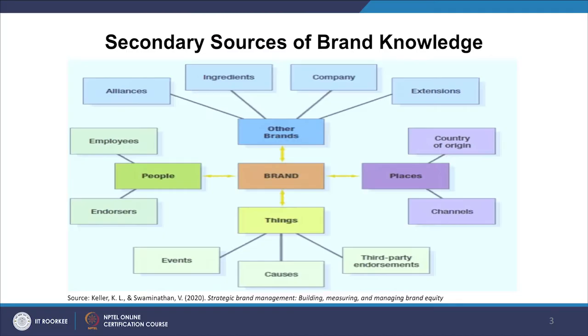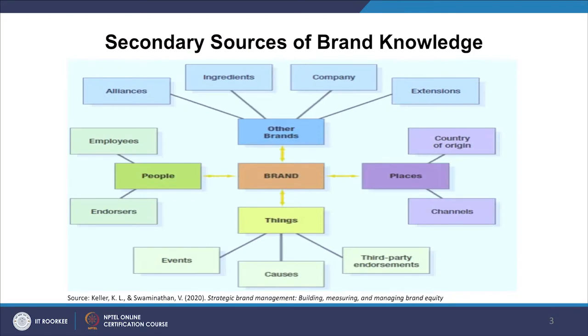So, it has been a longer journey in terms of this combination, this association. We can name so many today. Then things, wherein events, causes, and especially events. A brand is many times associated with several events, for example, football, cricket, all these are events, IFA, and then people, employees and endorsers. Endorsers are a very important element as far as brand association goes. Many times, a brand is recognized by its endorser. So, let us see how it comes up.